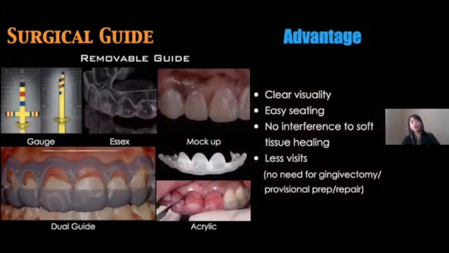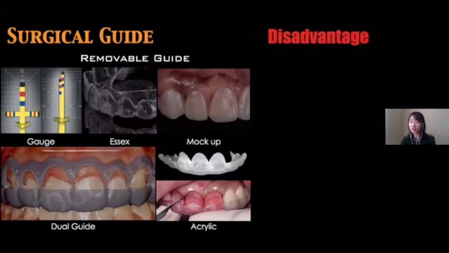So the advantage of a removable guide is that it's clear visuality and easy seating, and there's no interference to soft tissue healing because you remove it after surgery. And there's less visits. Basically, all the work you need to do is when the patient is not here. It's the lab work. But once the patient's here, you just need to put the guide on. And of course, there's no need for gingivectomy or provisional preparation or repair.